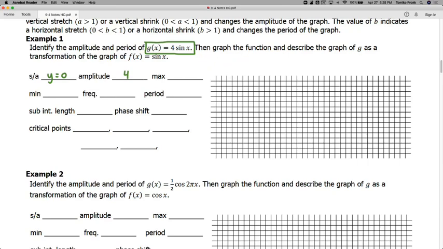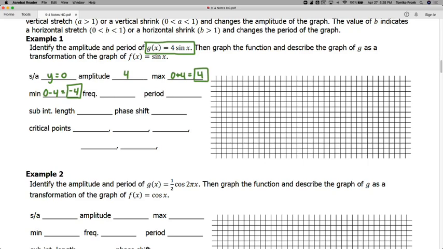All right, so maximum then. To find the max, you take the sinusoidal axis value and you add the amplitude. If you do this every single time, especially when we start to see vertical shifts, it's going to make your life a lot easier. The minimum then will be the sinusoidal axis value minus the amplitude. So our minimum is -4, our maximum is +4.